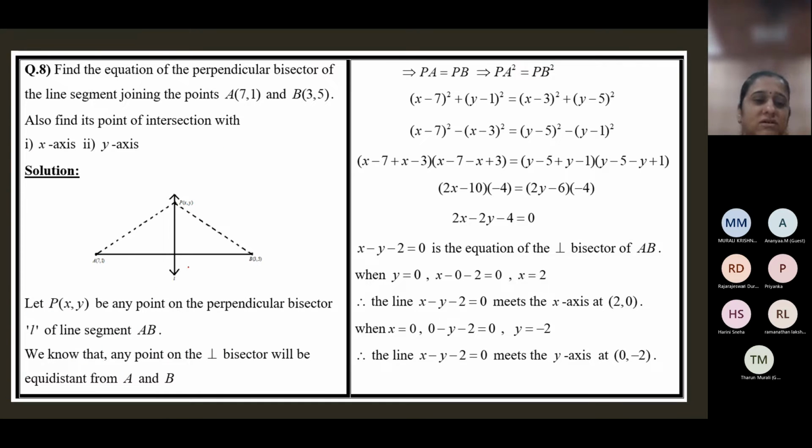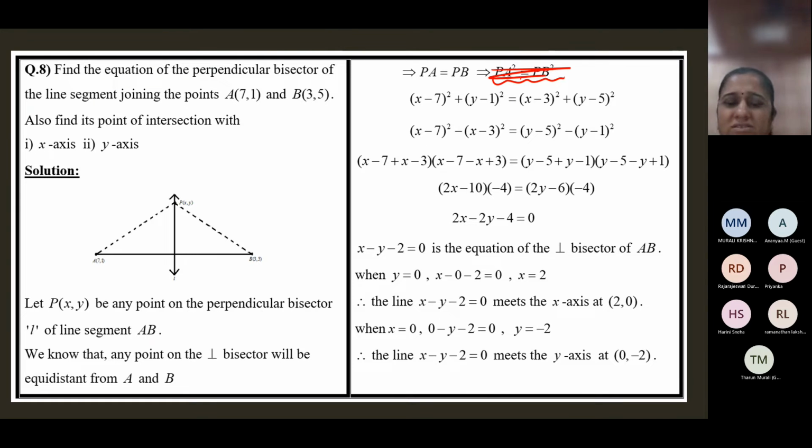So you understand, children, I explained what it is. Let P(x, y) be any point on the perpendicular bisector L of the line segment AB. We know that any point on the perpendicular bisector is equidistant from A and B. That means PA is equal to PB, or PA squared is equal to PB squared. So this is the condition: PA squared is equal to PB squared.